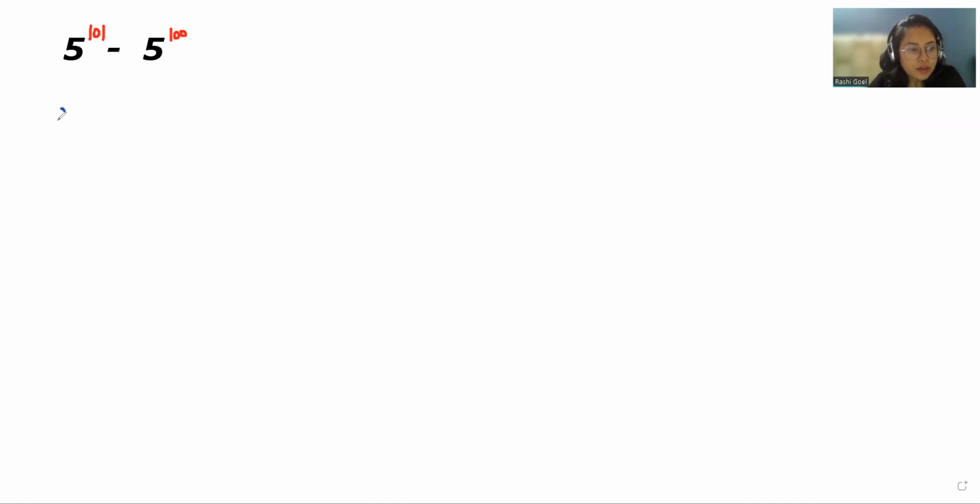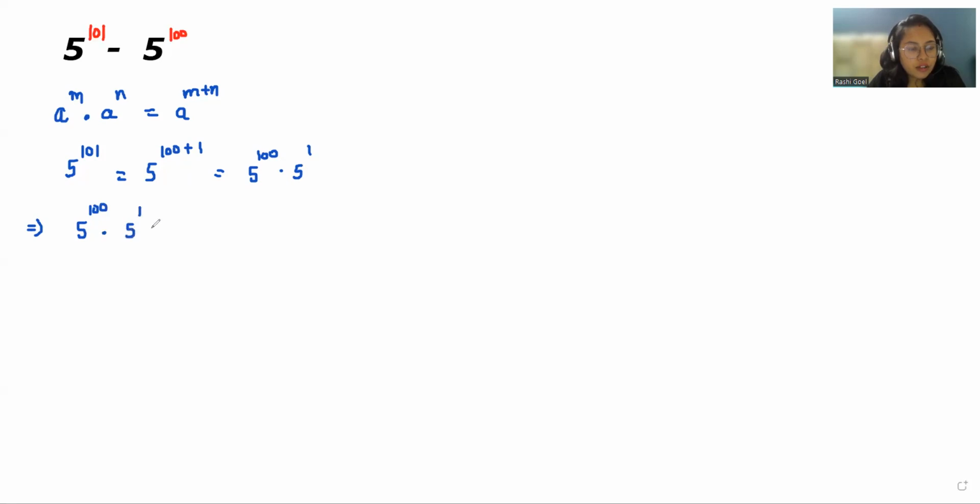So as we know the exponent rule, that is a power m times a power n, we can write it as a power m plus n. Similarly, 5 power 101, we can write it as 5 power 100 plus 1, or 5 power 100 times 5 power 1. So we can replace this. So 5 power 100 times 5 power 1 minus 5 power 100.